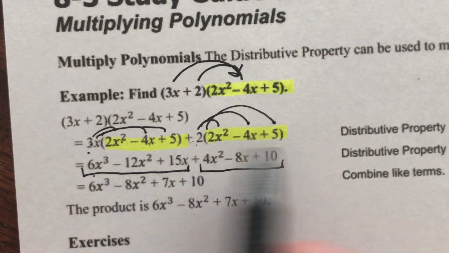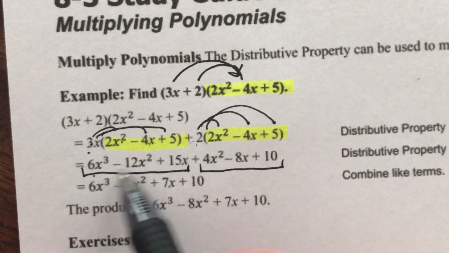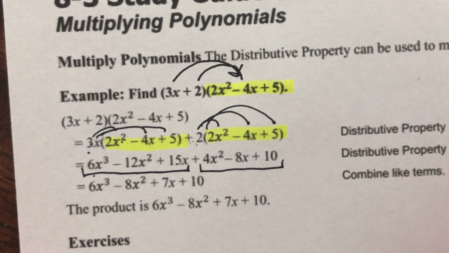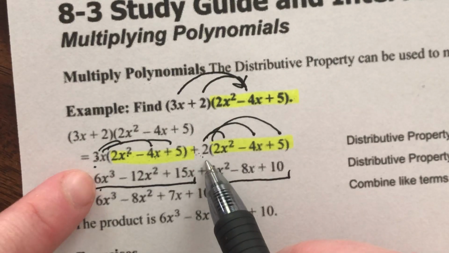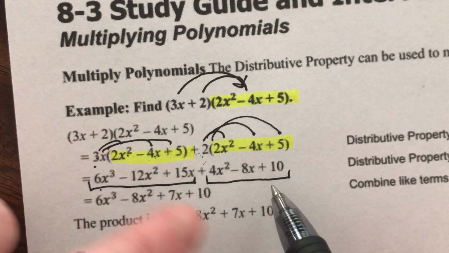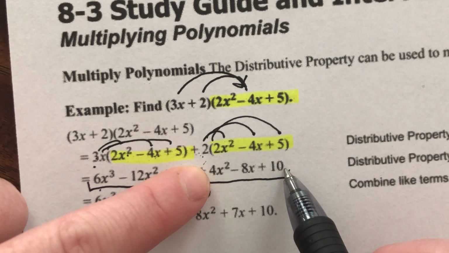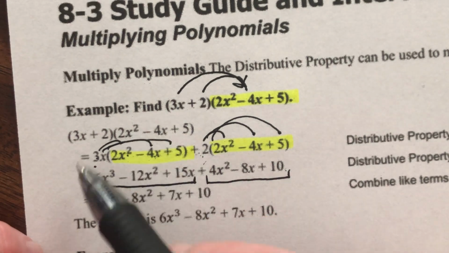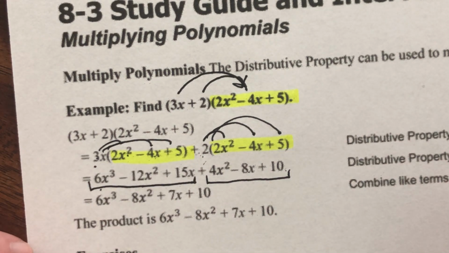Now, there's no parentheses around these, so just because I'm putting these little things underneath it, I didn't group anything. I'm just showing you these first three terms came from this, and these last three terms came from this. But now we can combine like terms, right?